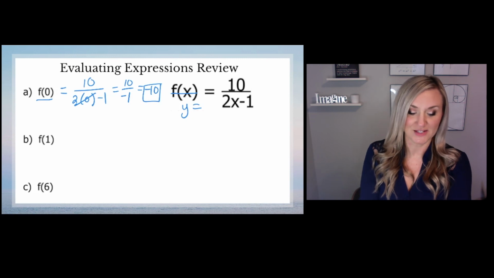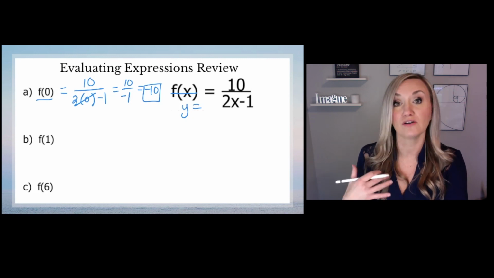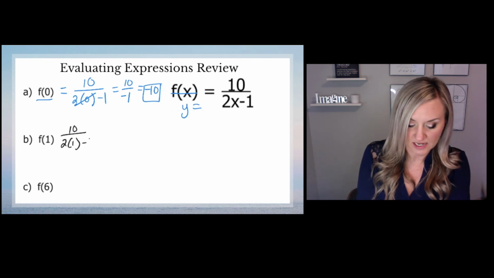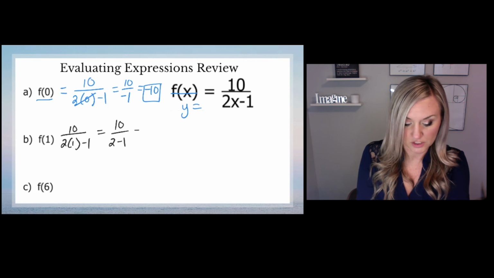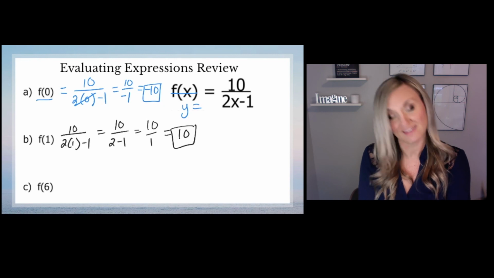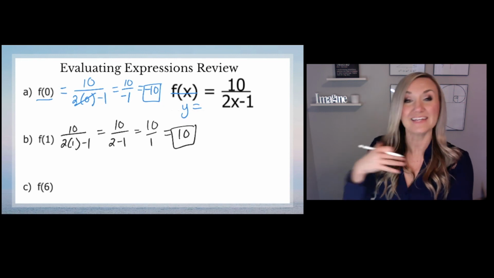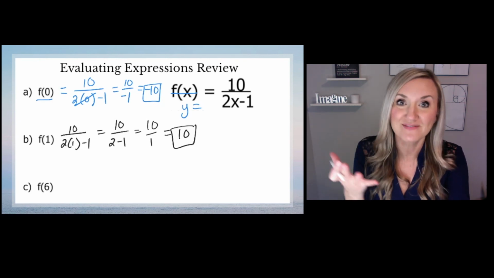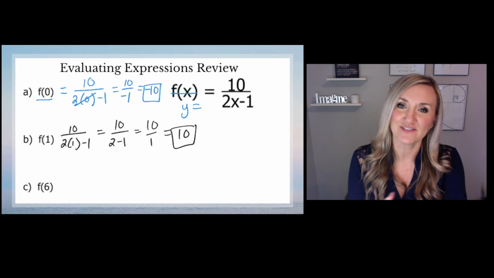All right, let's do the next one. F of 1. So we're going to plug in 1 for x. So I have 10 over 2 times 1 minus 1, which is 10 over 2 minus 1, which is 10 over 1, which is 10. 10 divided by 1 is 10. Now, if you're feeling confident, pause this video, and plug in 6 and see if you get the right answer.